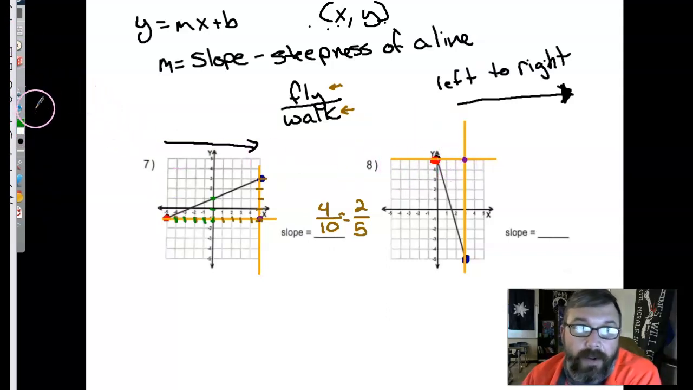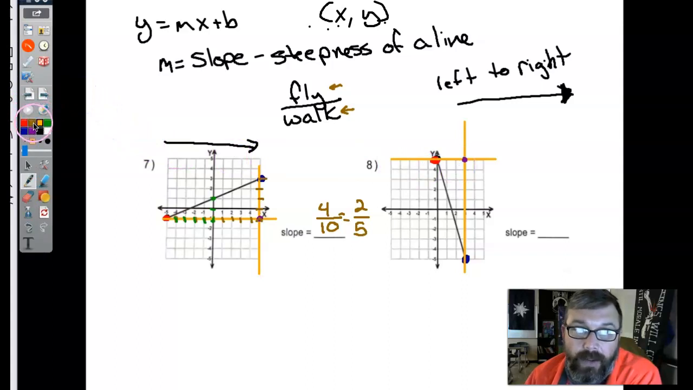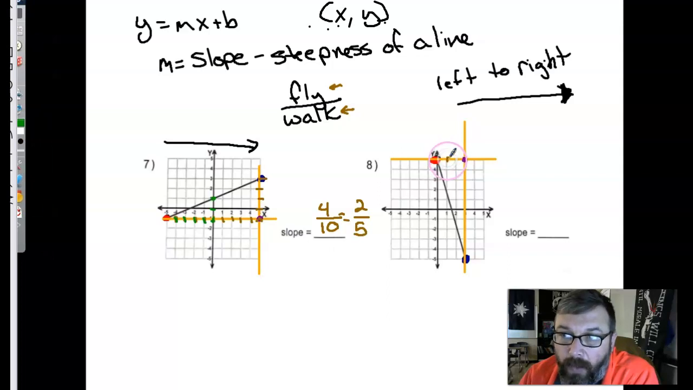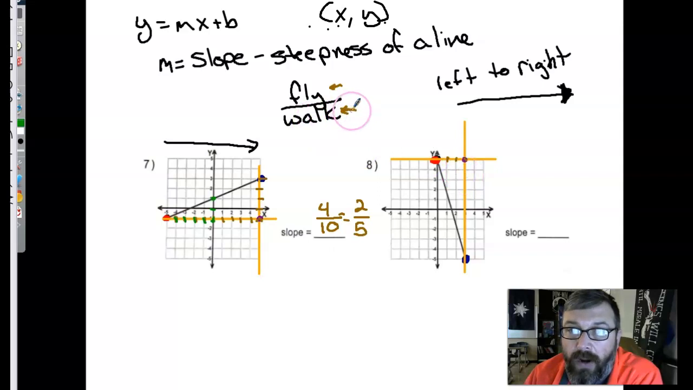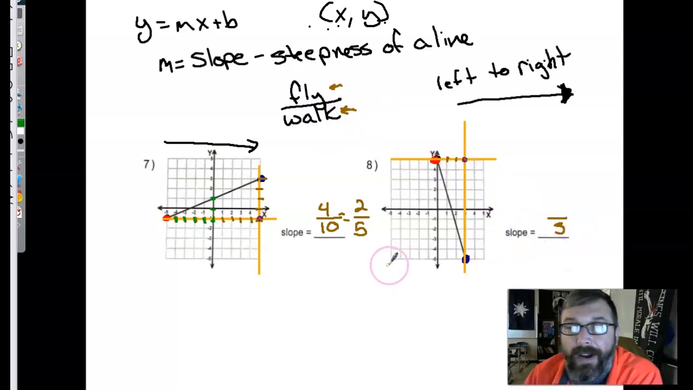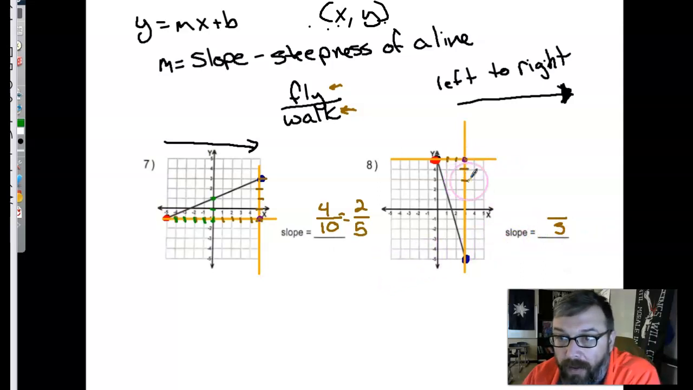I want to know how far it takes me to walk to this point. So I'm going to count all of my grid lines. 1, 2, 3. And that's my walk. Took me 3 spots to walk there. Now I want to find out how far it takes me to fly. 1, 2, 3, 4, 5, 6, 7, 8, 9, and 10.